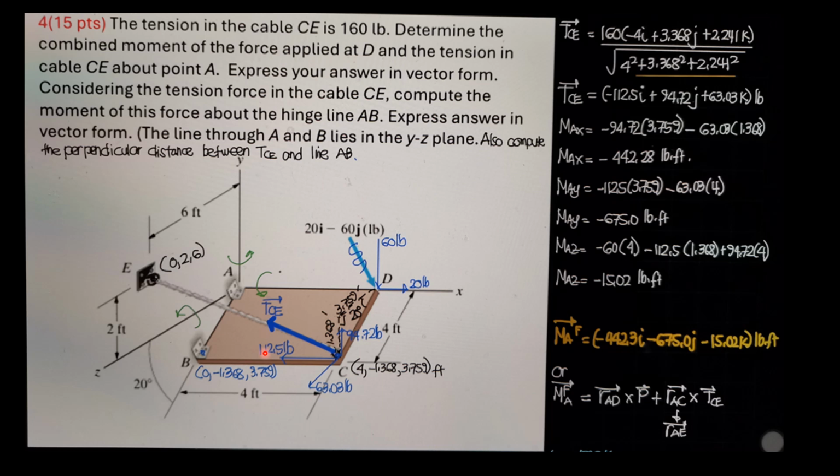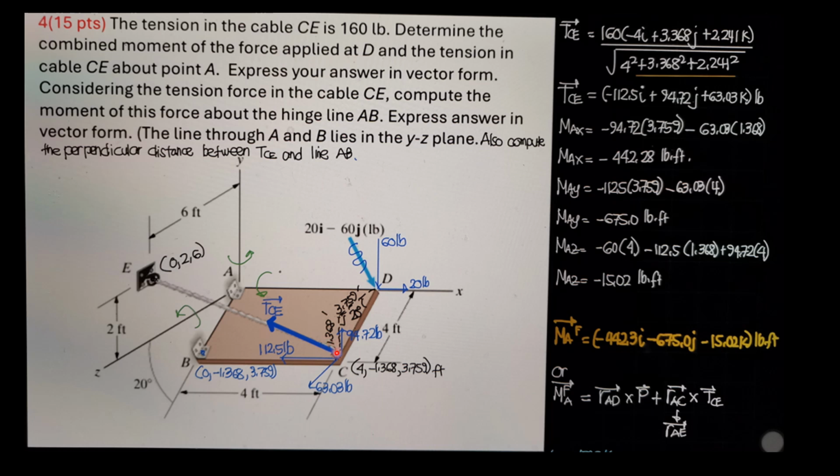Now, let's consider next 94.72 and 112.5. So 112.5 first, AX, it is again negative. It is clockwise about A. So imagine the force is below A, and its moment about A is clockwise. So that's why it's negative 112.5, and the distance is 1.368.